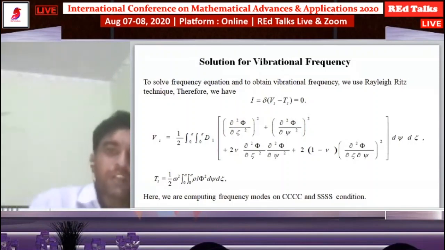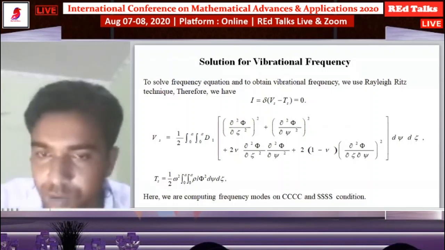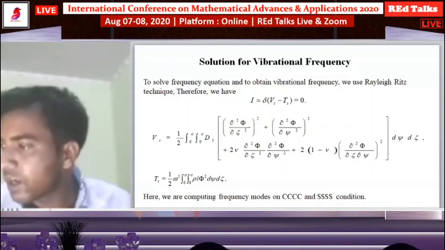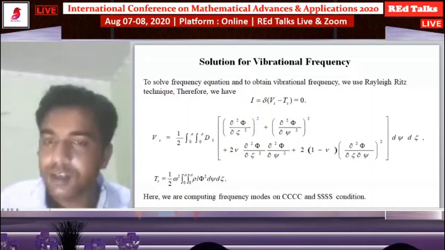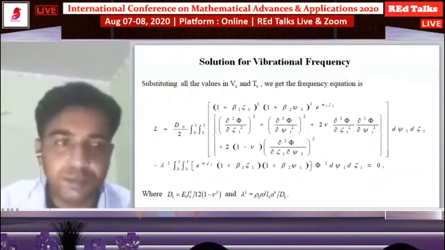Here we want to compute the frequency modes for the clamped edges, all edges clamped, and the simply supported conditions.